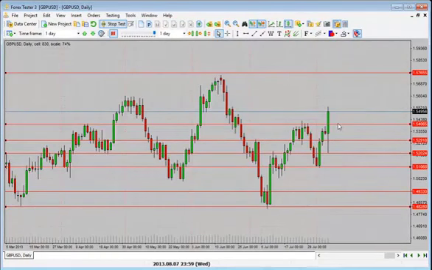So now we have a big bullish engulfing candle close. Where are we expecting the price to go next? What is your guess on this one?